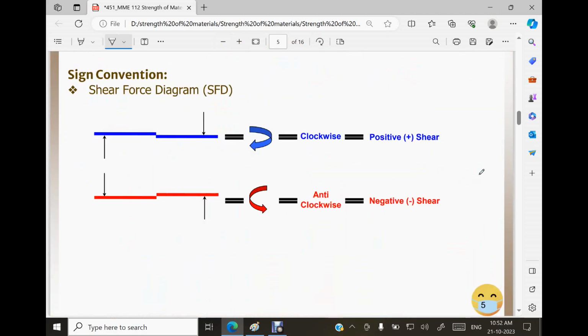When we want to draw the bending moment and shear force diagram for a given member, we should always follow a sign convention. Understand? So now let us say I have a beam over here like this. Any beam for that matter.